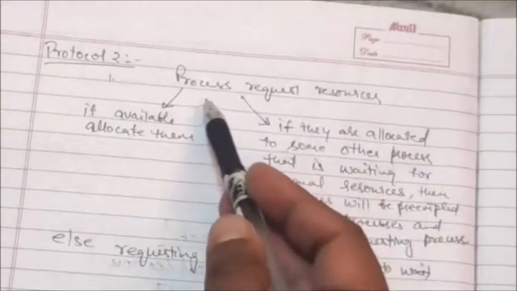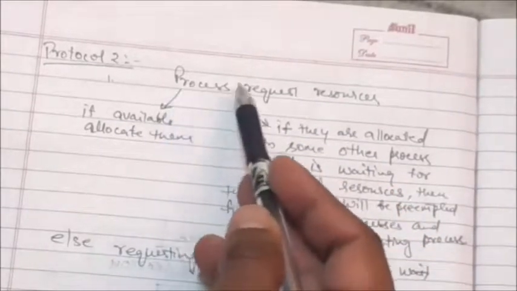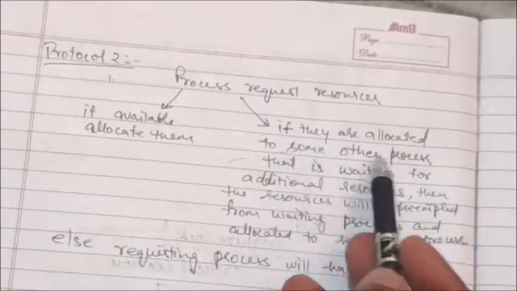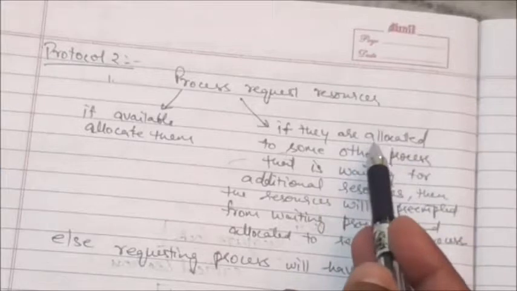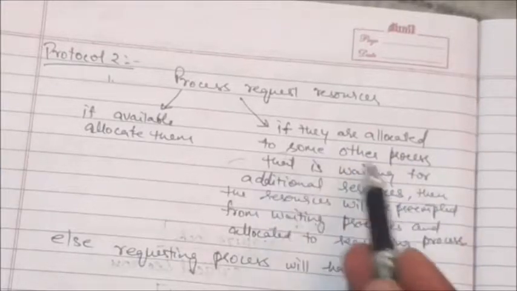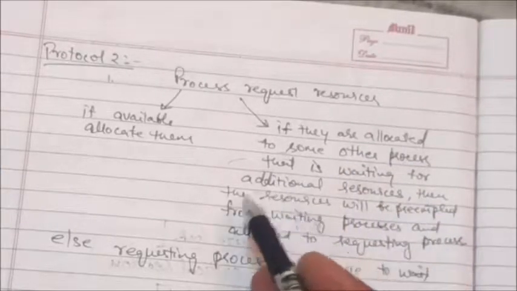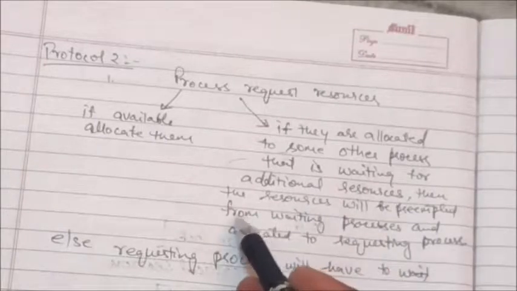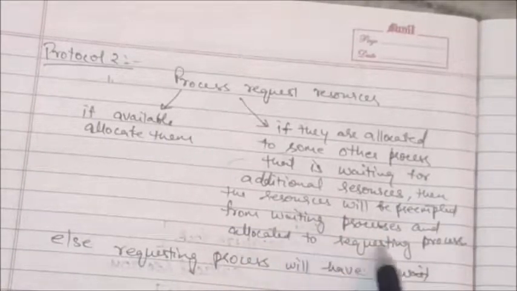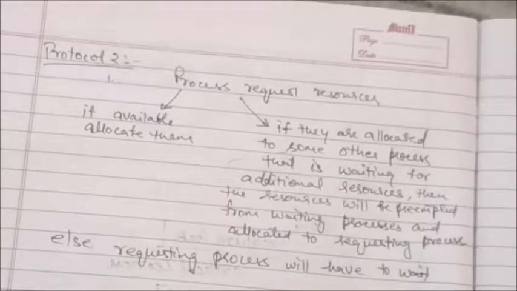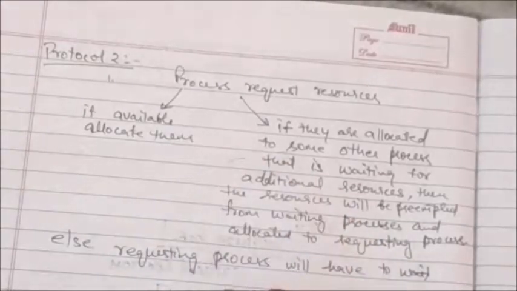But if these resources which the process has requested are allocated to some other process, and that process which is holding these resources is waiting for additional resources, then the resources will be preempted from the waiting process and allocated to the requesting process. So in this case, what happened?